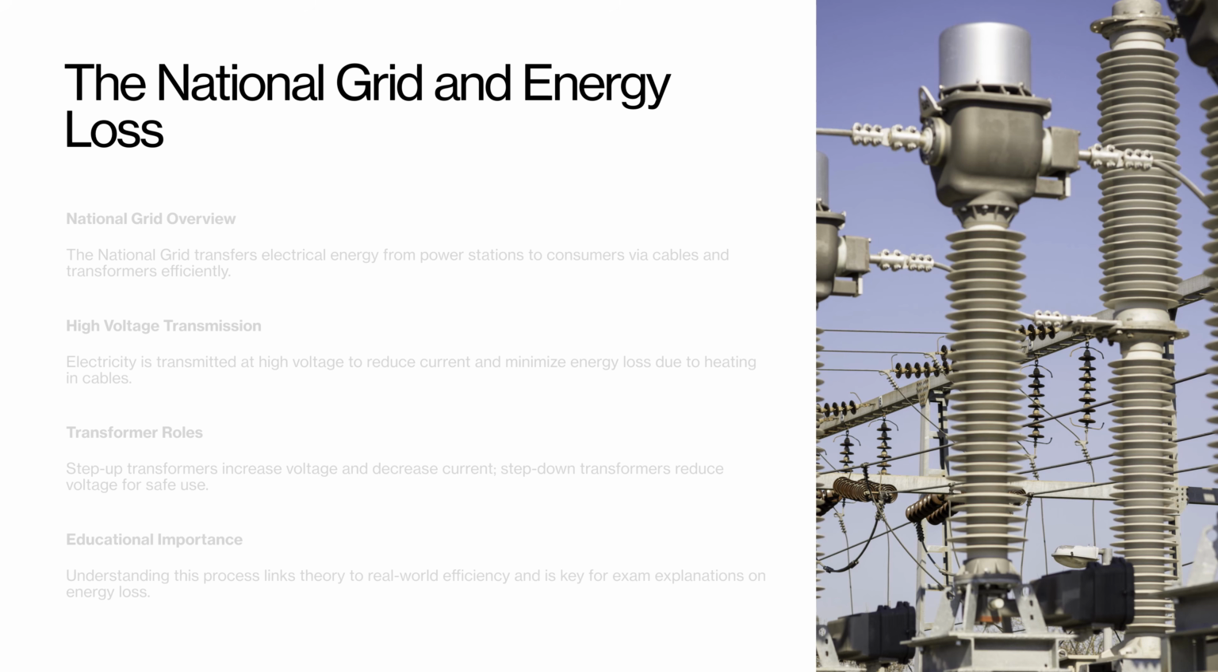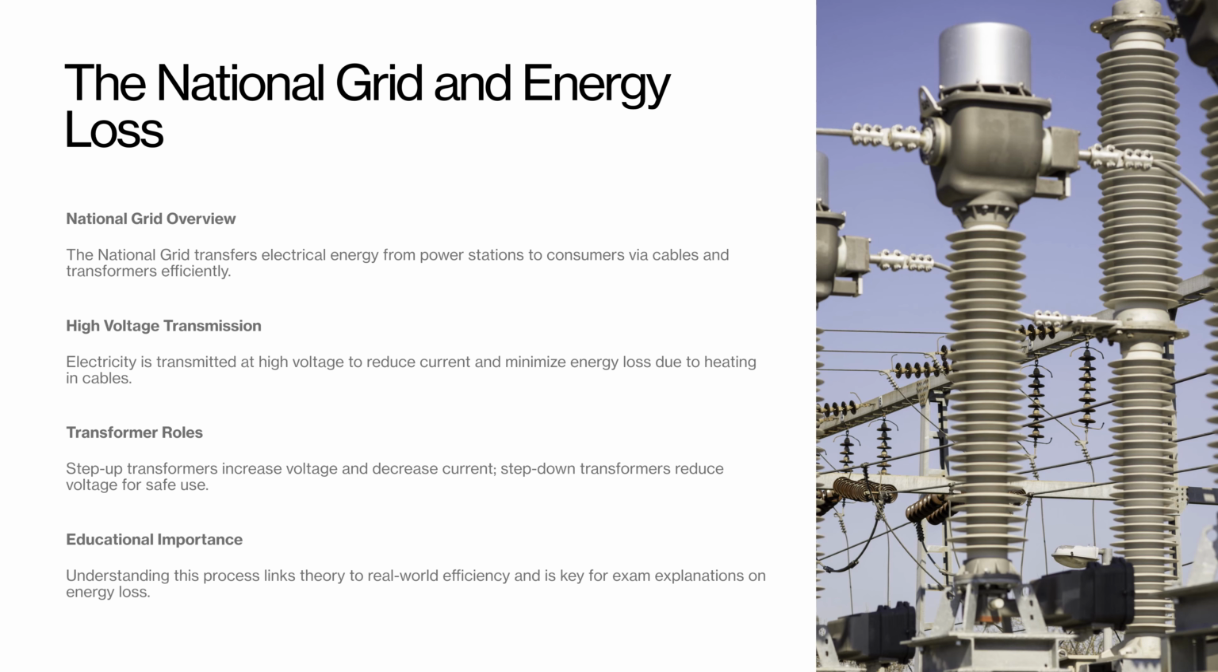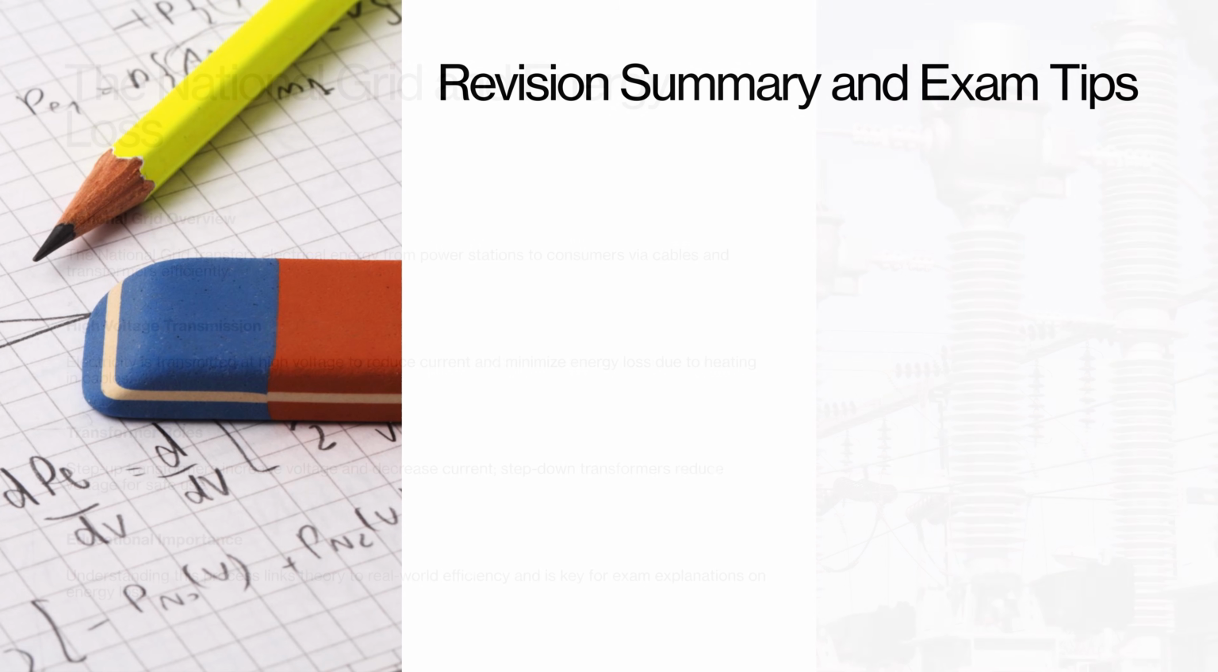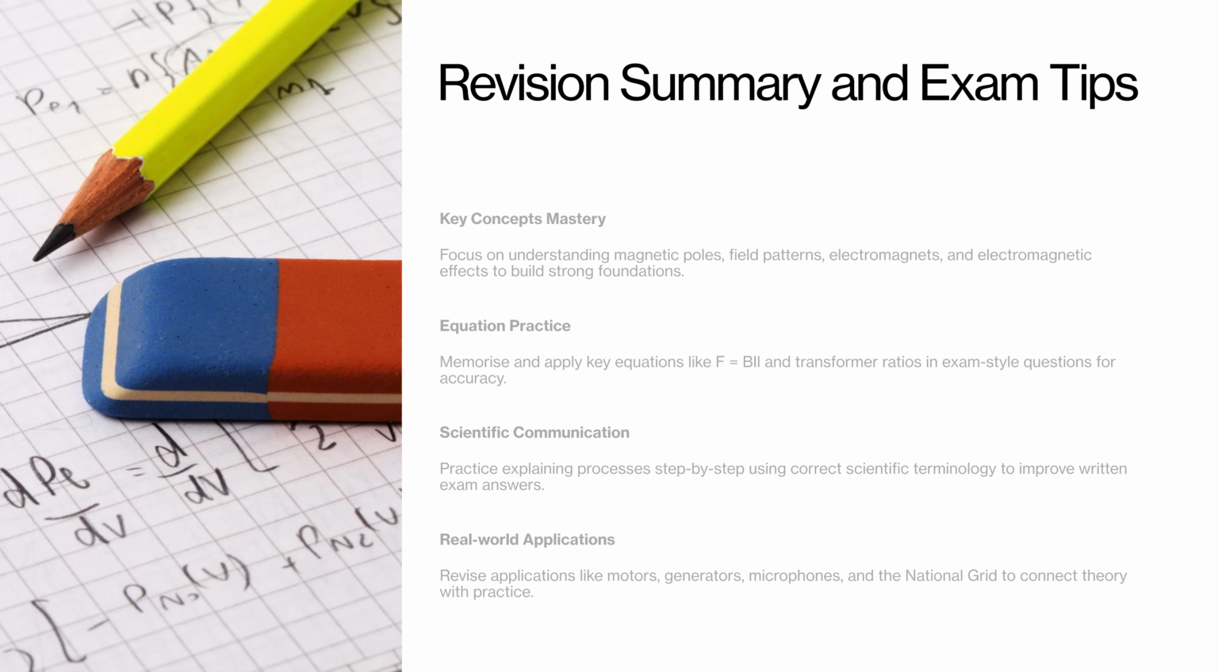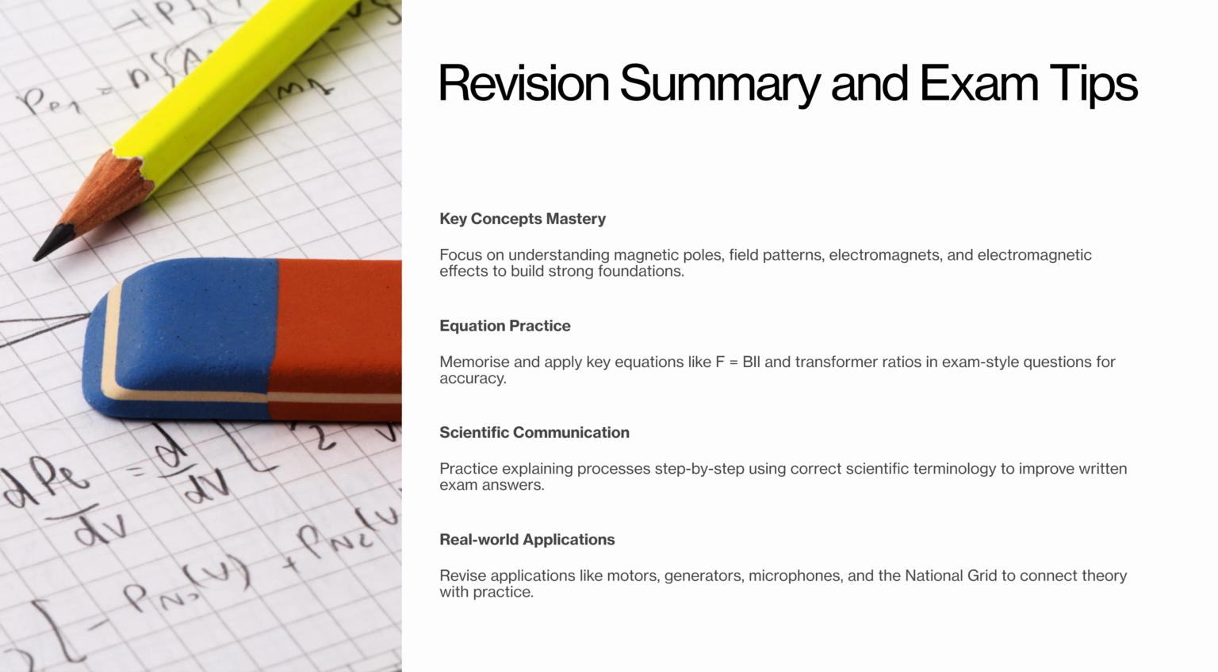The national grid reduces energy loss by using step-up transformers, high-voltage cables, and step-down transformers to lower current and minimize heat waste. In summary, magnets have poles and magnetic fields. Electric currents generate magnetic fields, enabling electromagnetism. Fleming's left-hand rule helps us understand forces in these fields. These principles power devices like motors, loudspeakers, generators, microphones, and transformers.